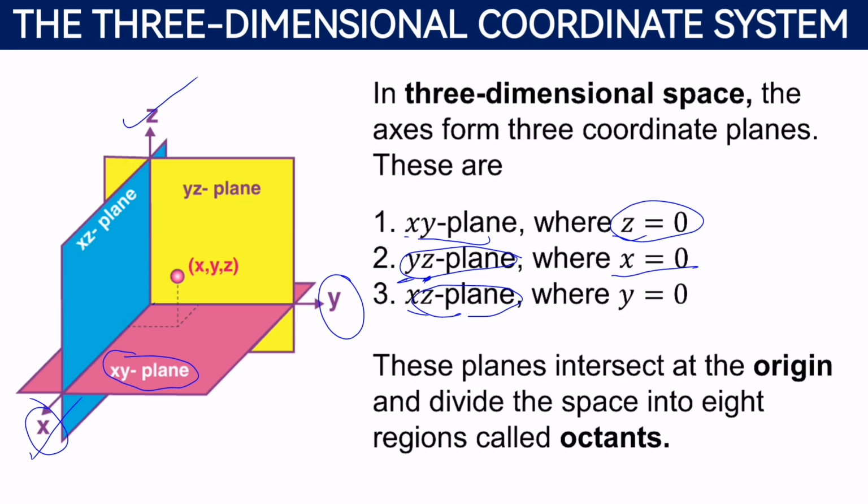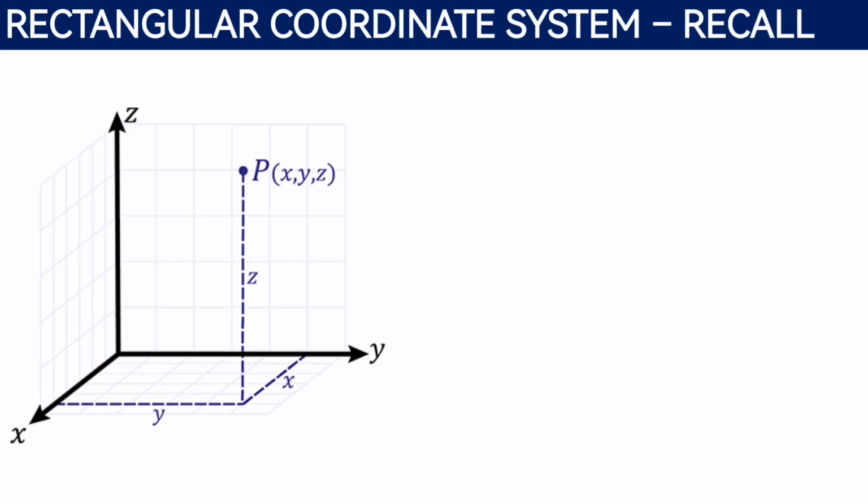So these planes intersect at the origin and divide the space into 8 regions called the octants. In the 2D space, we call the regions formed by the x and y axis quadrants. So in this case, we call them octants. Now, let's see what's on the next slide.